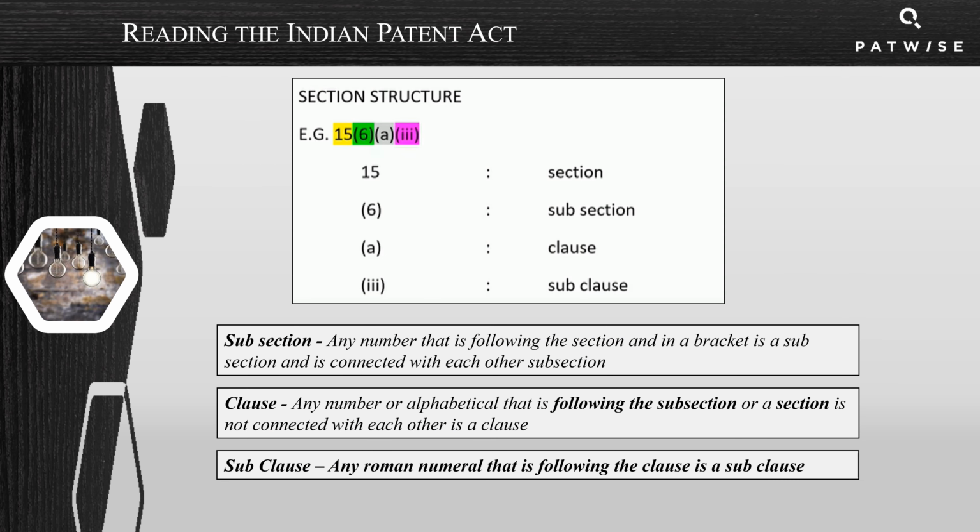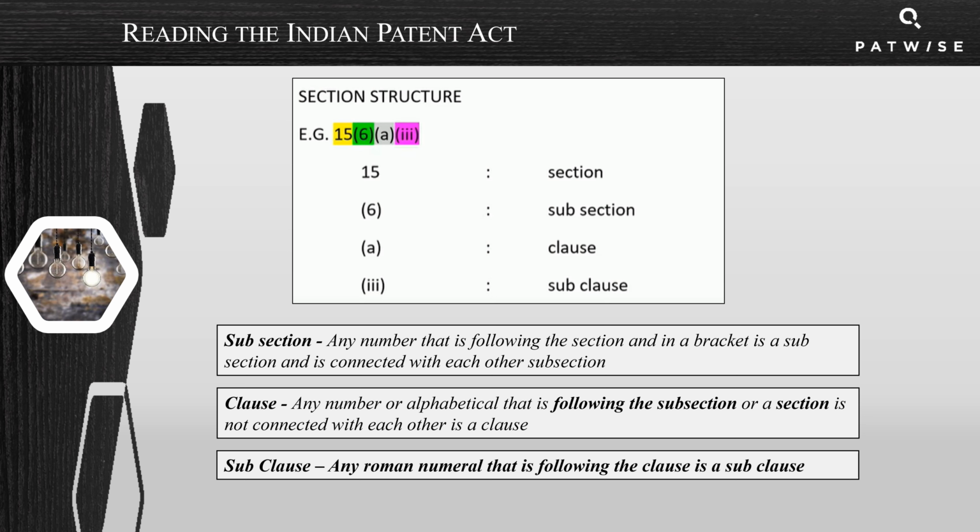The structure of an act. The structure of the act is generally divided into a section, a subsection, a clause and a subclause. What is a subsection? Any number that is following the section and in a bracket is a subsection, and it is connected with other subsections.